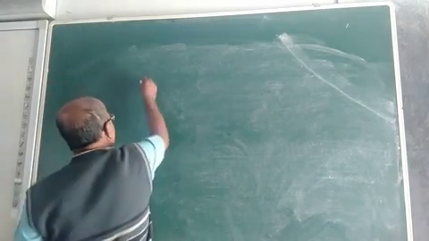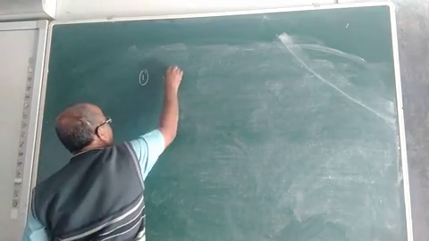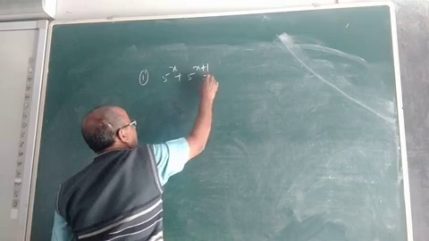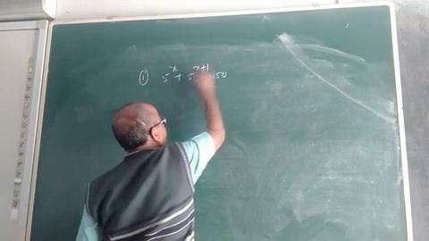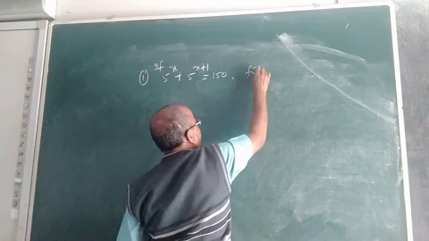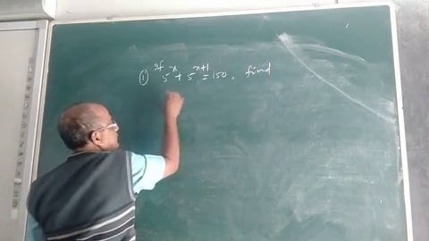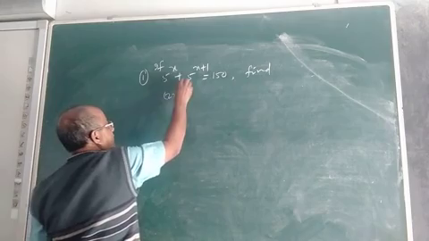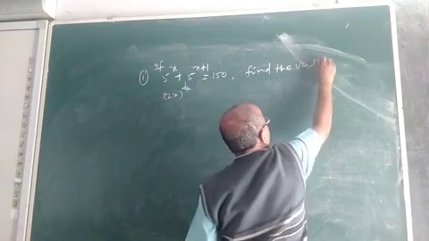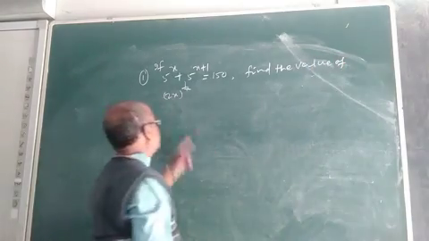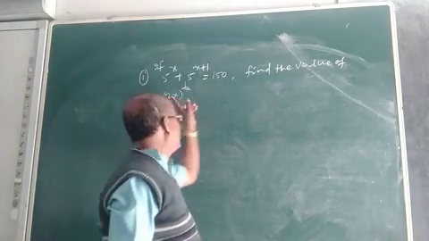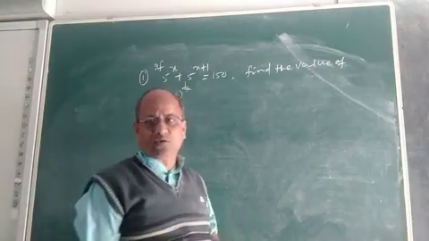Let us see. Suppose you are given a question, say 5 to the power x plus 5 to the power x plus 1 equal to 150. This is given. Then find what will be the value of 2x to the power 1 by x. This is the given exponential equation. Find the value of 2x to the power 1 by x. Now children, let us see how to find it.